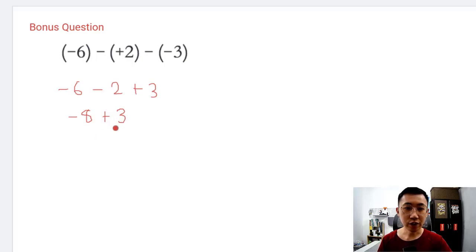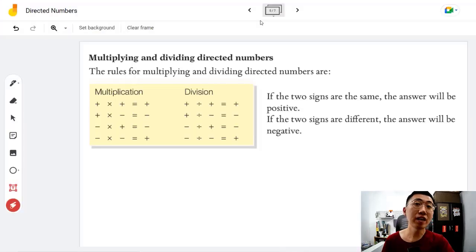And then now you evaluate one more time. Minus 8 plus 3, that's going to be minus 5. Right, did you get it? For multiply and divide, how to do?